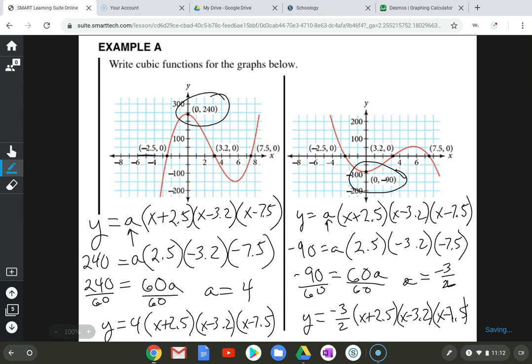So these, the x-intercepts, those give you your factors. And then the y-intercept, this is what gives you what's called your leading coefficient, or your a value.